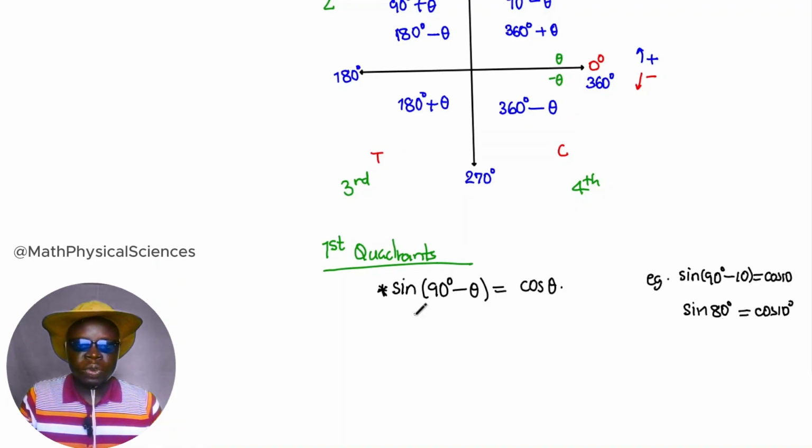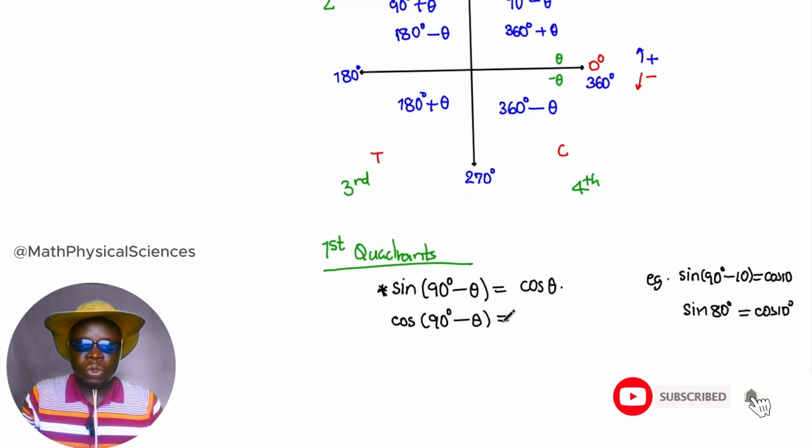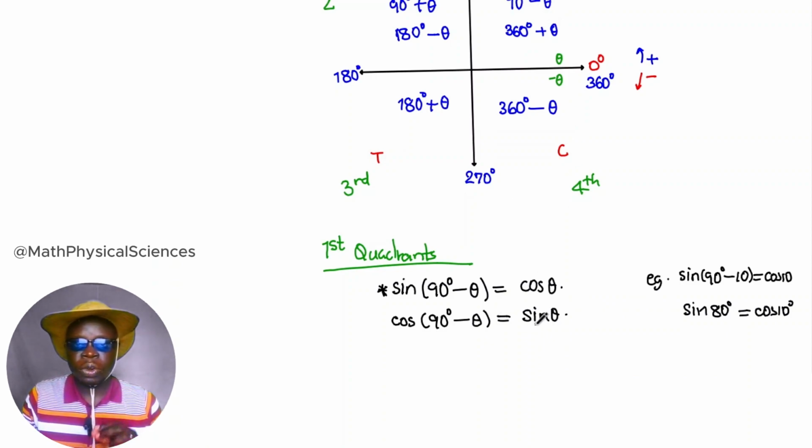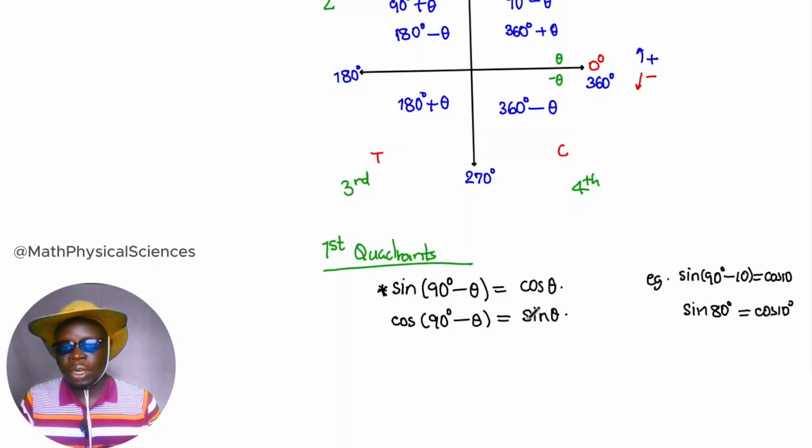Now let's move on to the next one. Here we have dealt with sine. Let's go to cos. So cos of the same angle, that is 90 degrees minus theta, is equivalent to, when you look at cos, then we will have sine. So we have sine theta, and since this one is still in the first quadrant, it is positive, because we said all the trig ratios in our first quadrant are always positive.